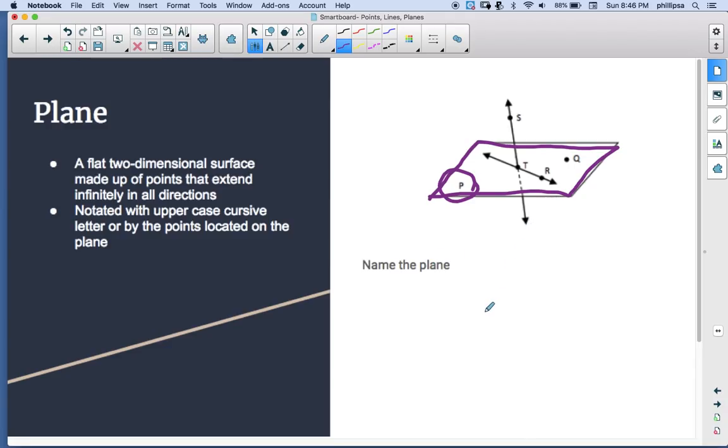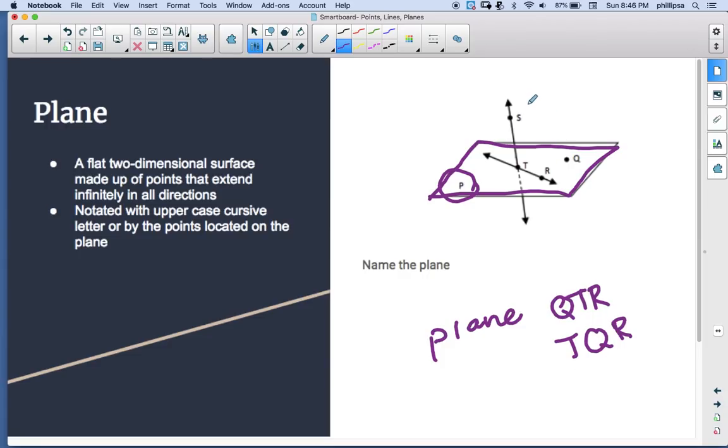The other way to name a plane is by the points that are on the plane. So there are 3 points on this plane. So I could call this plane QTR, which would be the same as plane TQR, the same as RTQ, the same as RQT.